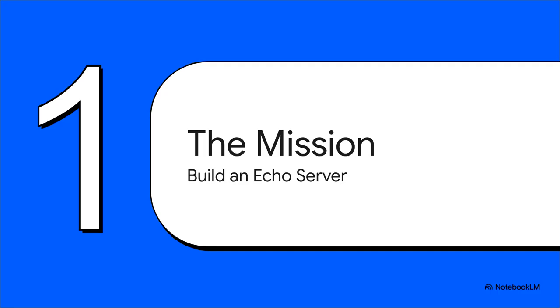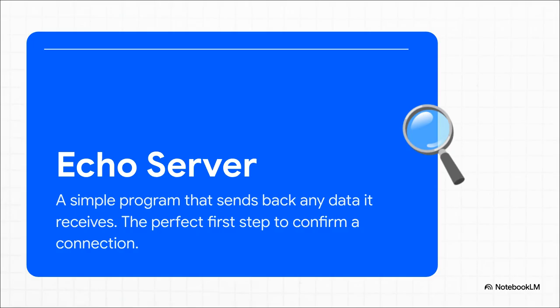So, what's our mission? What does our guide set us up to do first? Well, it's actually beautifully simple. We're going to get everything ready to build what's called an echo server. And what on earth is an echo server? Well, think of it as the hello world for real-time stuff. It's basically a digital parrot. You send it a message, and it sends that exact same message right back to you. Why? Because it's the absolute simplest way to prove that your two-way conversation, your WebSocket connection, is officially open for business.